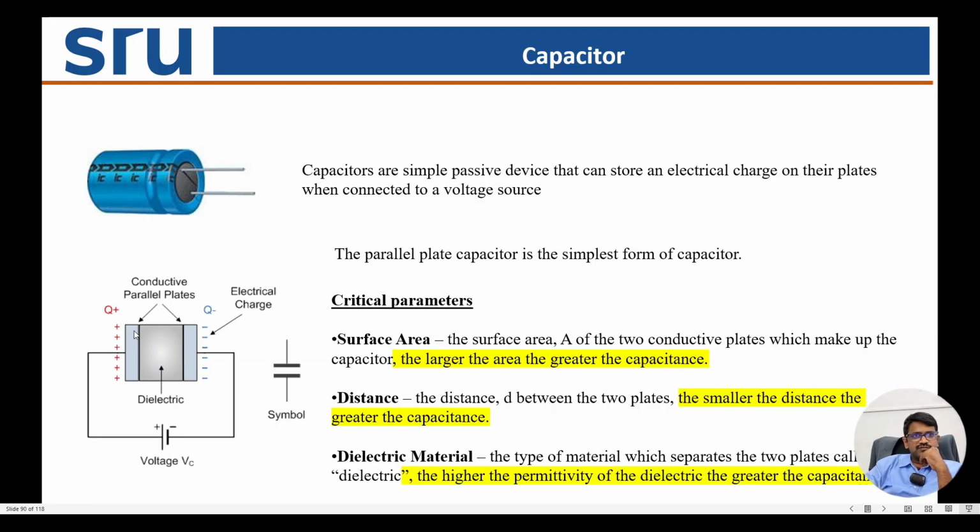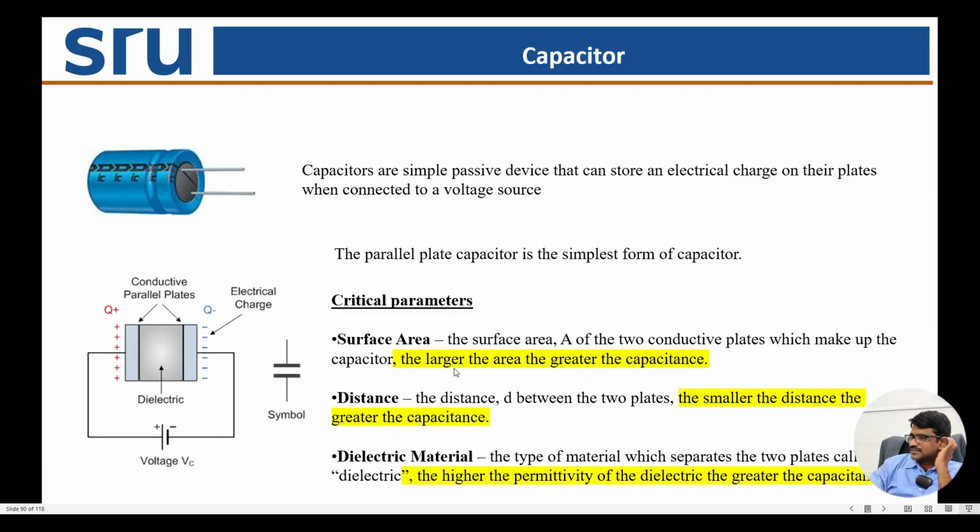In between the two parallel plates, we place a dielectric medium. Why? Because it improves the capacitance. Without a dielectric, the capacitance is less. If you introduce a dielectric between the parallel plates, the capacitance will increase. So this is the charge, right? What are the critical parameters in a parallel plate capacitor?